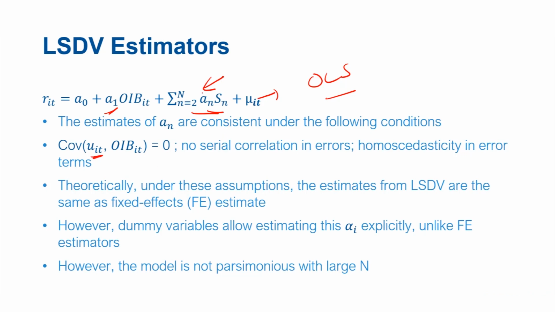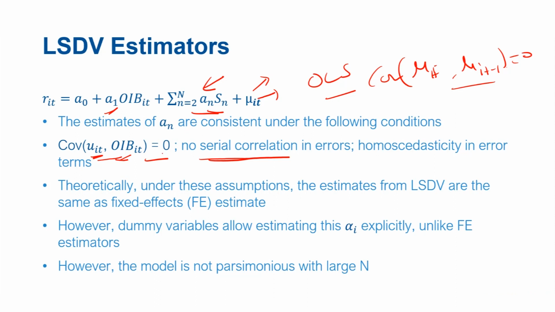If the original error term, mu it, and the independent variable, order imbalance, have no correlation or covariance between them, which is 0, and there is no serial correlation in errors, that is, mu it and mu it minus 1, the previous terms, are uncorrelated. This correlation is 0. When I say correlation and covariance, I essentially mean the same thing.